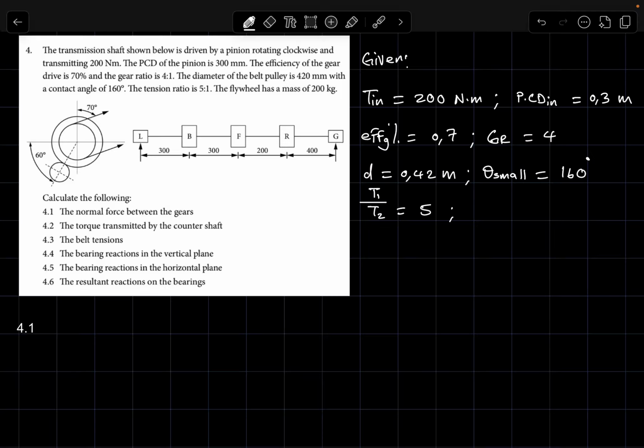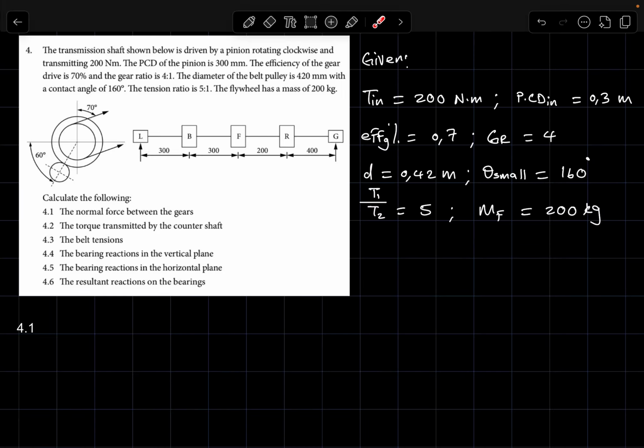And then they've also given us the mass of the flywheel. I'm going to call this MF, the mass of the flywheel, equal to 200 kilograms. Now just bear in mind that the flywheel is essentially an energy storage unit. So the only force that a flywheel really is subjected to is its weight, so the only force to consider as far as the flywheel is its weight.